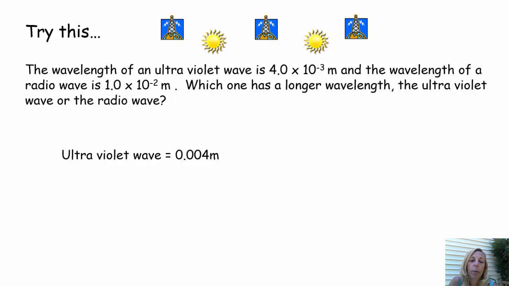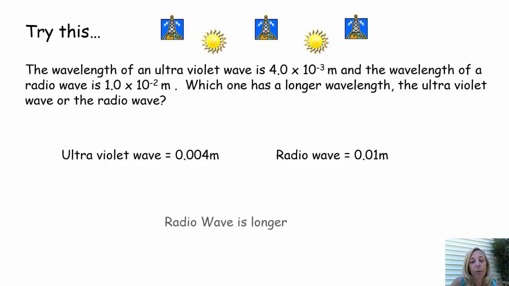If we look at the ultraviolet wave, we're going to move that decimal 3 places to the left, because the exponent is a -3, I get 0.004 meters. That's my ultraviolet wave. If I look at my radio wave, it has an exponent of a -2, so I have to move my decimal 2 places to the left. So the radio wave is 0.01 meters. So which one's longer? Which one's a bigger number? Is 0.004 larger or is 0.01 larger? Hopefully, everybody got the radio wave is larger, because 0.01 or 1/100th is actually bigger than 4 thousandths.